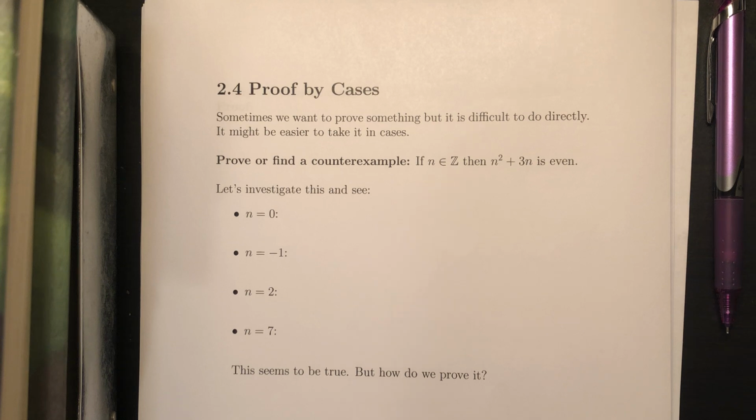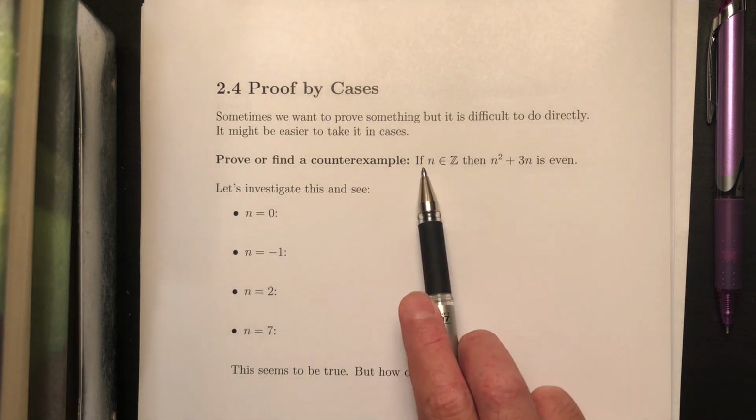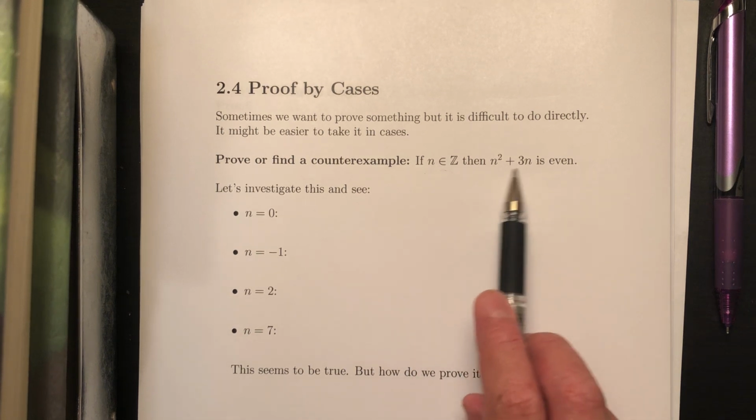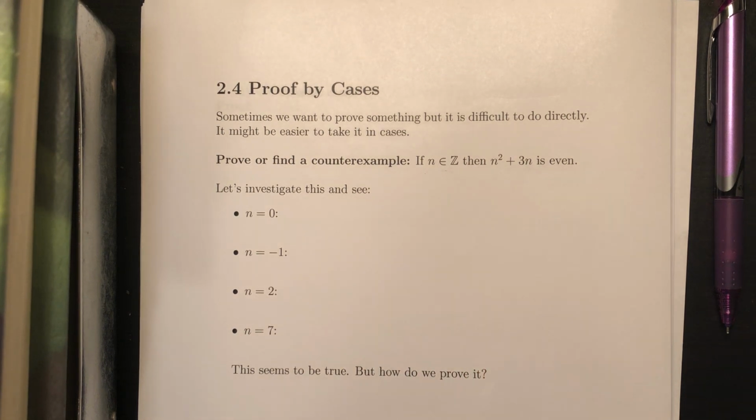As an example, say we wanted to prove or find a counterexample to the statement, if n is an element of Z, then n squared plus 3n is even. We don't know right off the bat whether it's true or false, so it makes sense to try some values of n and see if it's true. So we're going to look for some n that are integers, and see if n squared plus 3n is even.